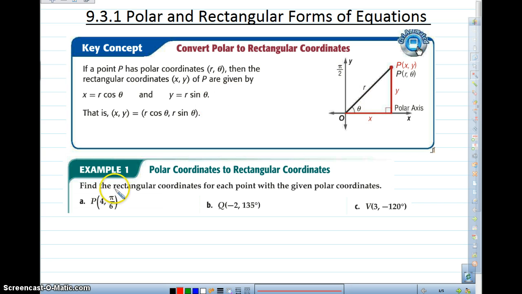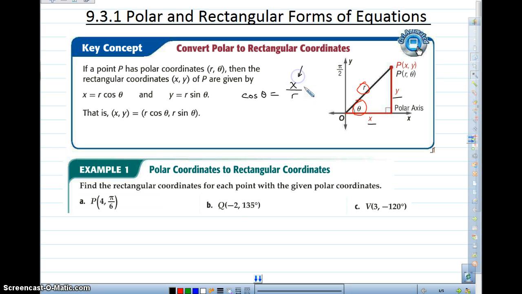And that's what we're doing in our first example. They want us to find the rectangular coordinates for each point with the given polar coordinates. So here they've told you what the radius is and they told you what the angle of rotation is, this part and this part. And they want you to solve for the x-coordinate and the y-coordinate. We can do that using trig, right? If I have the hypotenuse and the angle and I want to find the adjacent side, I would use cosine. So since x is the adjacent side, I would say that the cosine of theta is going to equal the adjacent side x over the hypotenuse r.